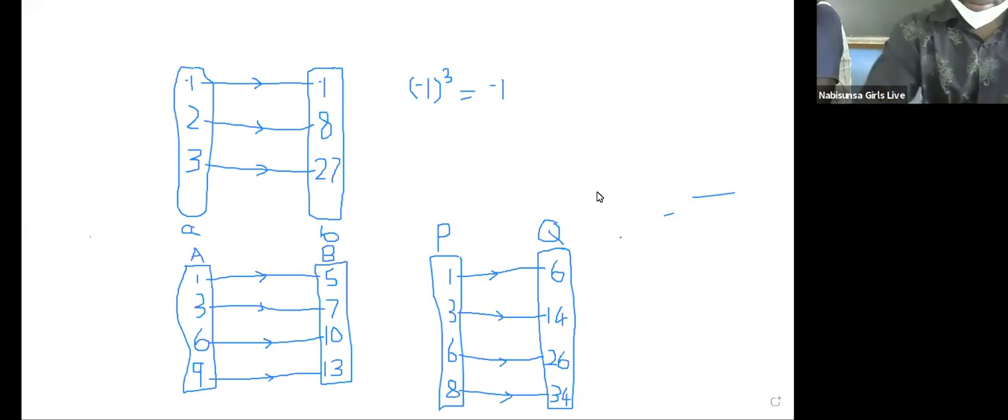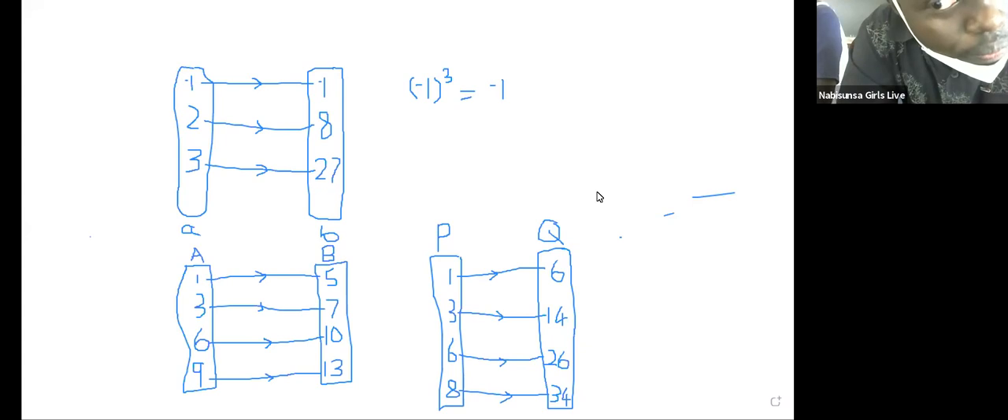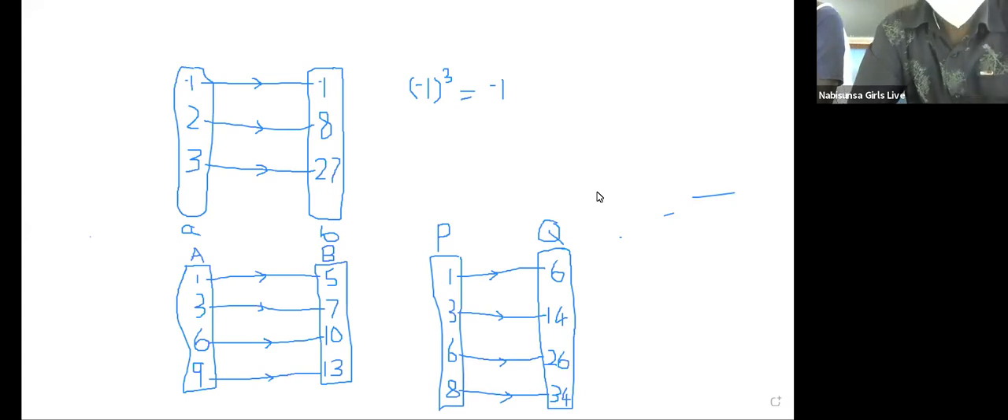Zoe? Teacher, I think the relationship is that the ones in set P are being multiplied by 4, then 2 is added to the result. Yes, you multiply by 4, add 2. Zoe, let us test your submission. According to Zoe, it is times 4 and then plus 2.